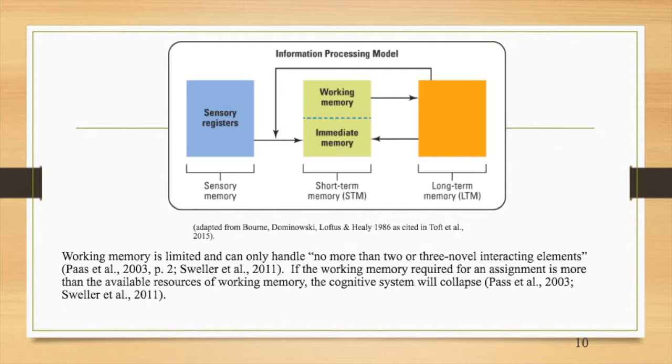Now, of course, our memories are limited, and I bring up cognitive load theory, and there's a quote that I love from Paas et al. It rings true for me. Working memory is limited, and it can only handle no more than 2 or 3 novel interacting elements. If the working memory required for an assignment is more than the available resources of working memory, the cognitive system will collapse. No kidding. So my students with 5 or 6 courses, multiple readings, multiple assignments, friends, hunger, sleep, partying. It's no wonder that studying and test taking can prove daunting.